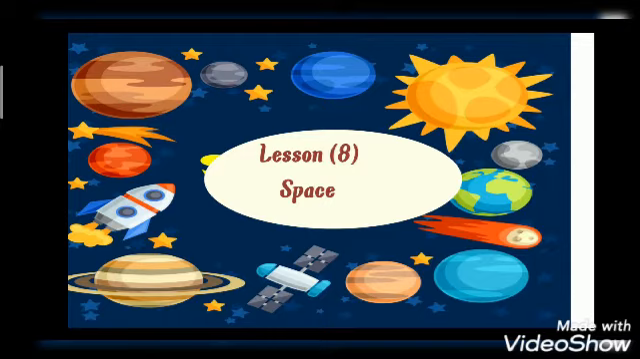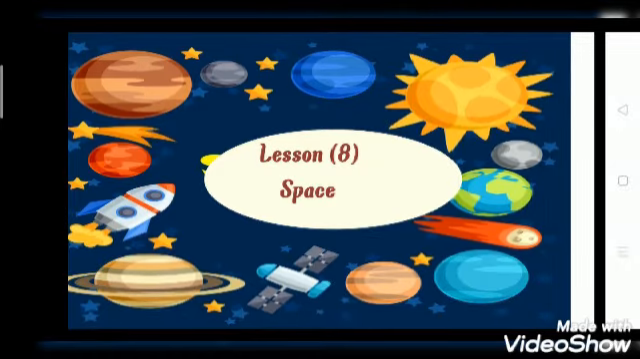Space. Jr2, now I will ask you, when you look at the sky at night, what do you see? You see the stars and moons. Yes or no? Yes. So, we find stars in the place. This place is called space.